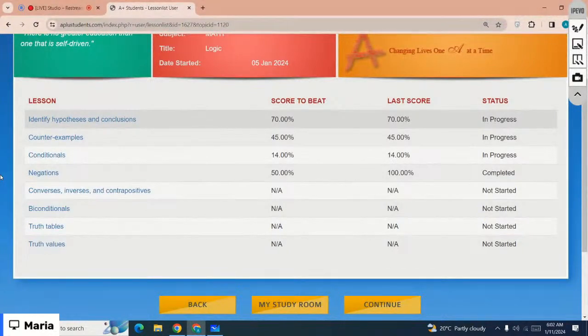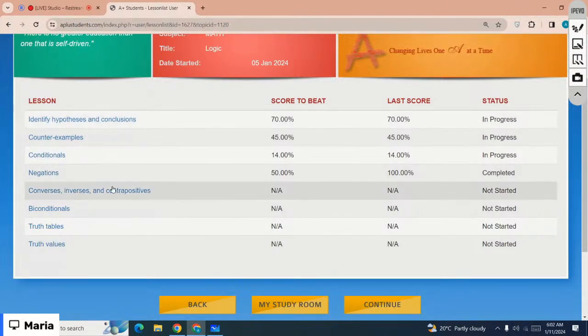Here I'm on grade 10 math. The chapter we're working on is logic. And the lesson we're going to start with is converses, inverses and contrapositive. So let's start with the first lesson.